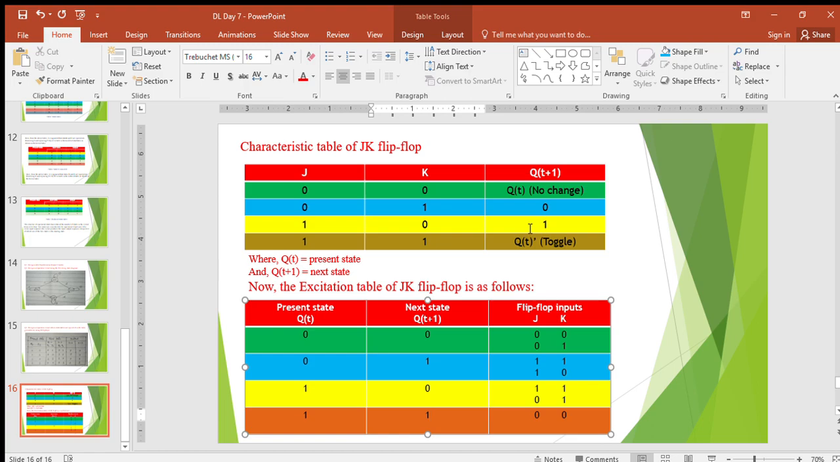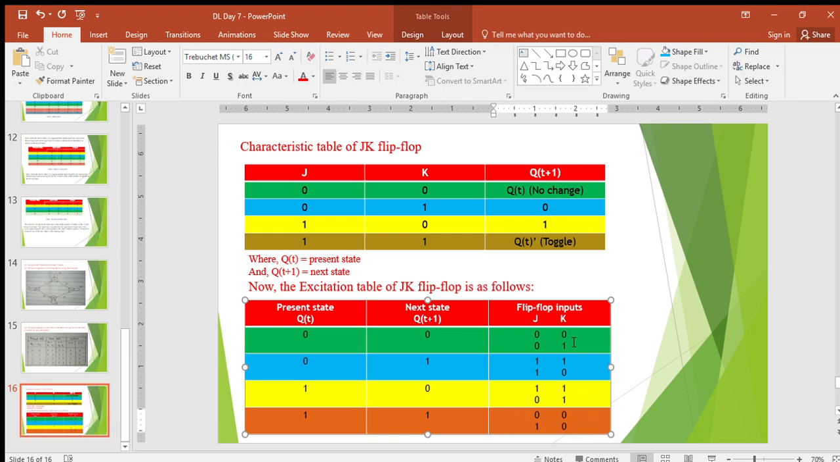When 1 is the value of the next state Q(t+1), then the flip-flop inputs J and K will have the respective values of 1 and 0 for JK flip-flops. It means it is 1 0. It is a very simple case.